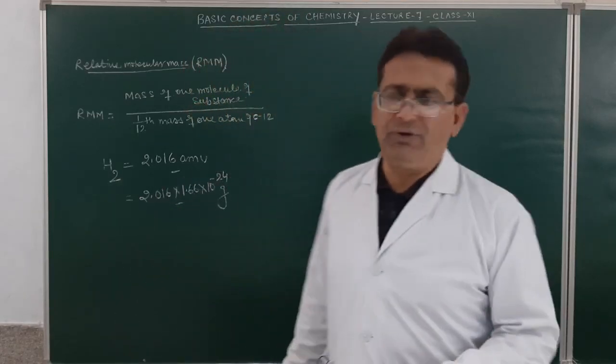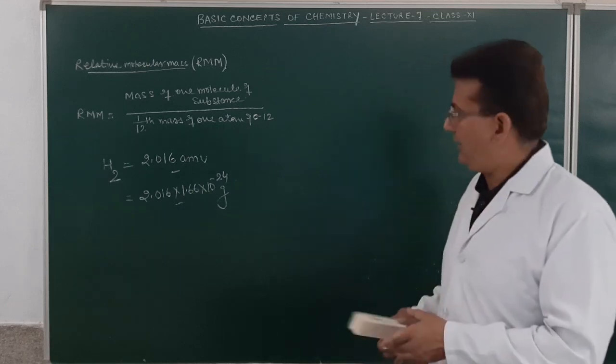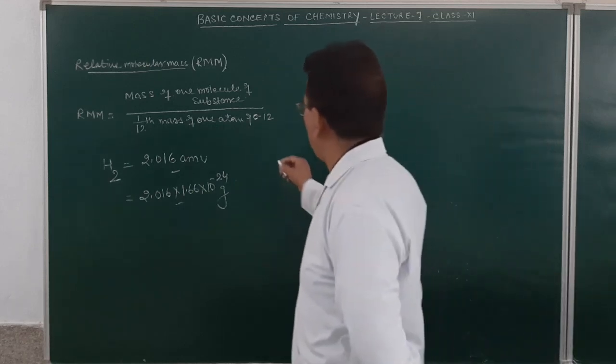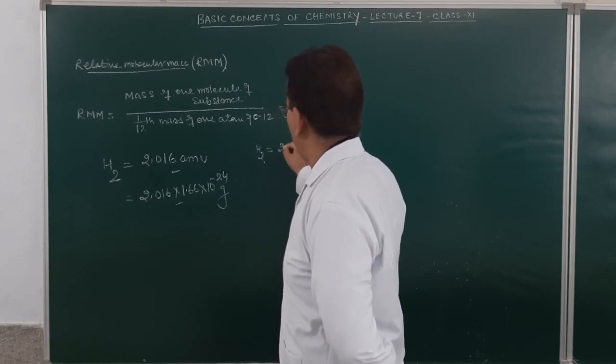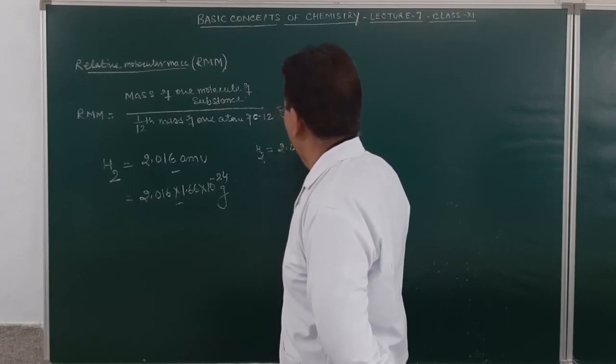Now look at the point of difference. If I say the mass of a hydrogen molecule is, if I write it this way, the mass of a hydrogen molecule is 2.016 gram.